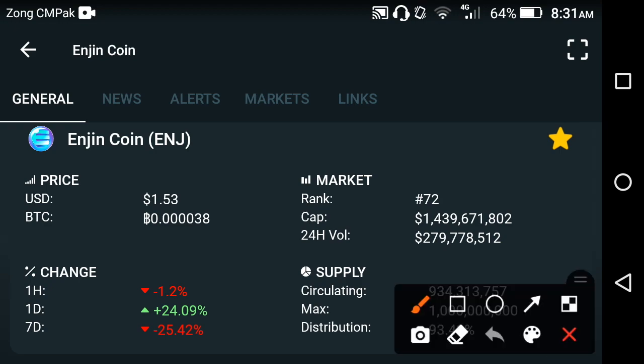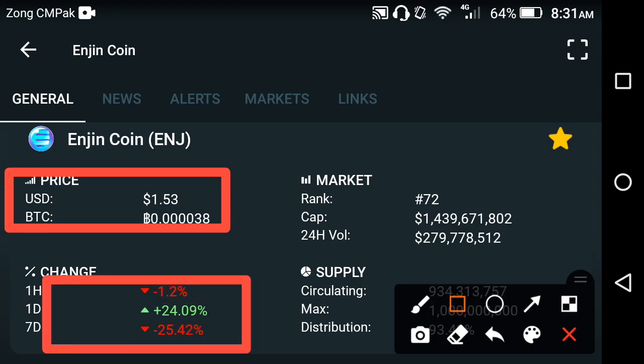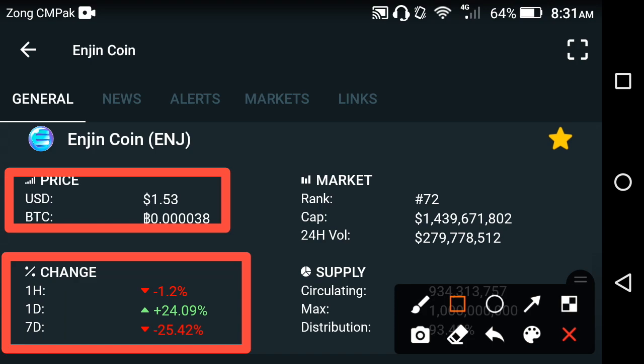If we talk about the current price of the Indian coin, the current price is going positive. 1.53 USD is the latest price of the Indian coin in the market. And on the other side, if you look, the price changes in the Indian coin. Now the last 1 hour pricing is going down.